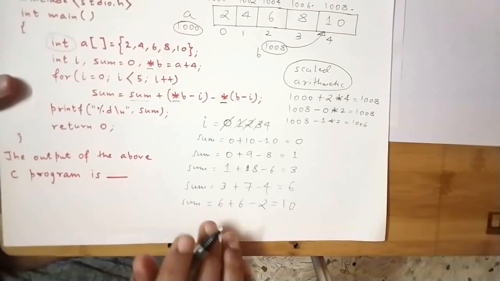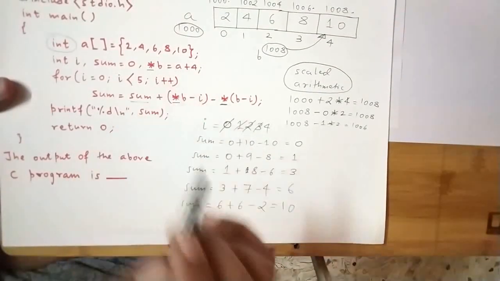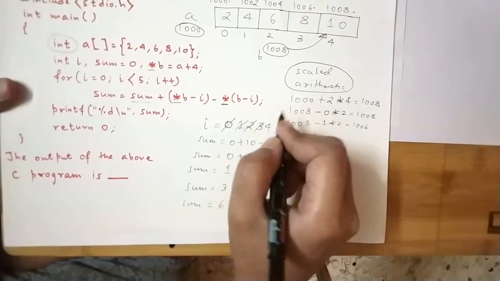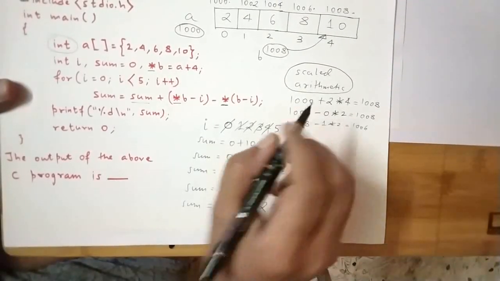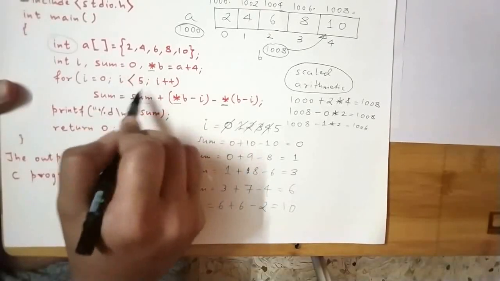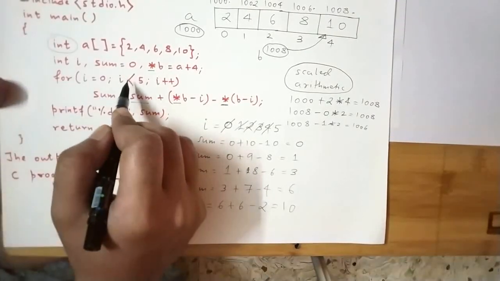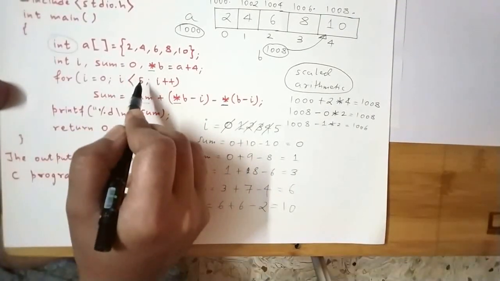After I get a value of 10 for sum, again I'll go back to the updation part where the value of I will be incremented to 5. And if I check now this test condition, 5 is not less than 5. So the condition is evaluated to be false.